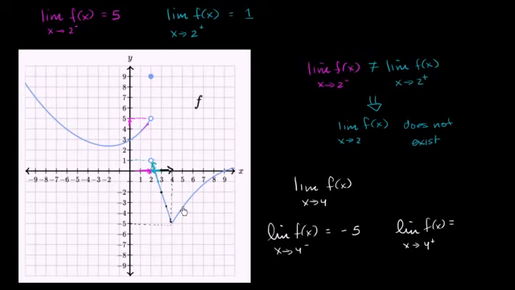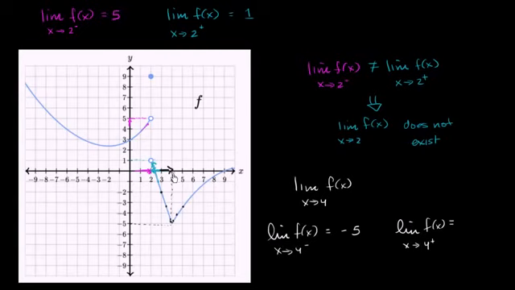f of 5 gets us here. F of 4.5 seems right around here. F of 4.1 seems right about here. F of 4.01 seems right around here. And even f of 4 is actually defined, but we're getting closer and closer to it. And we see once again we are approaching 5.